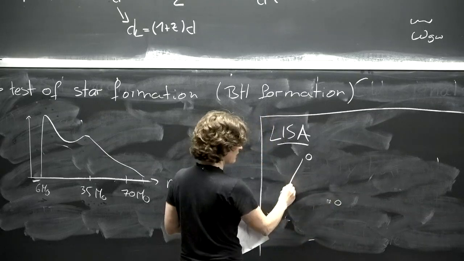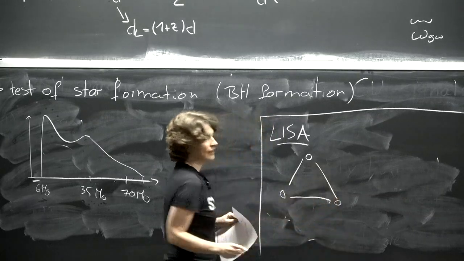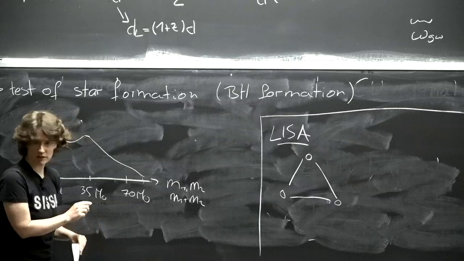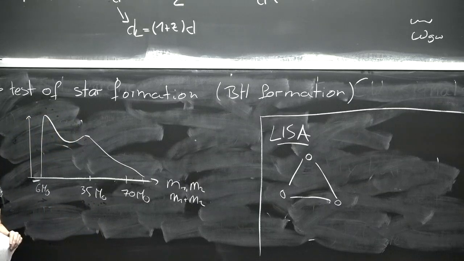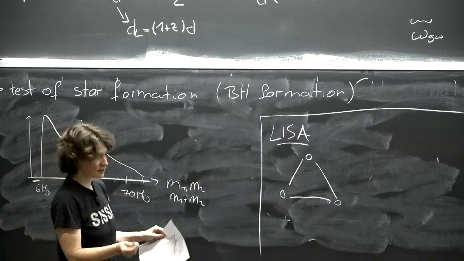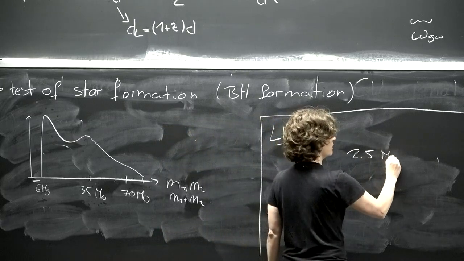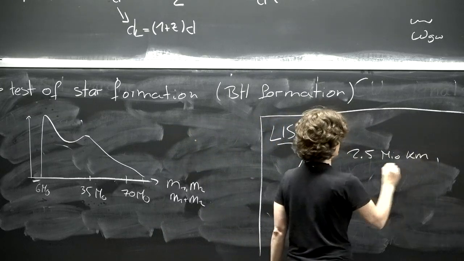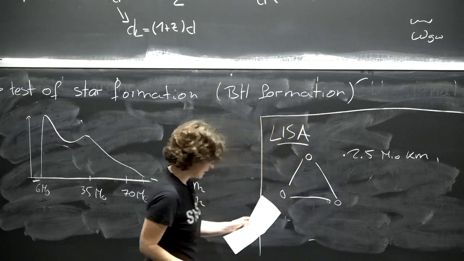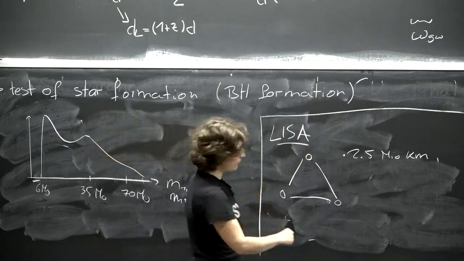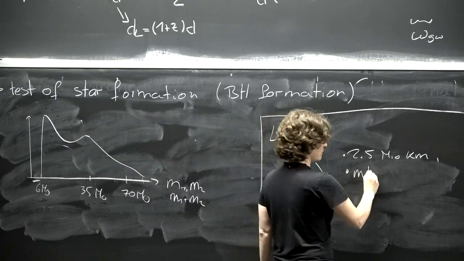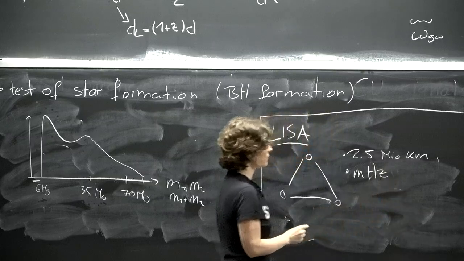So what is the idea? The idea is you have 3 satellites, and you exchange laser links between all the satellites. So fundamentally, again, it's an interferometer. The difference is it's in space. It has arm lengths of 2.5 million kilometers. That means if you convert that to frequency, it will be at a lower frequency than the kilohertz range.